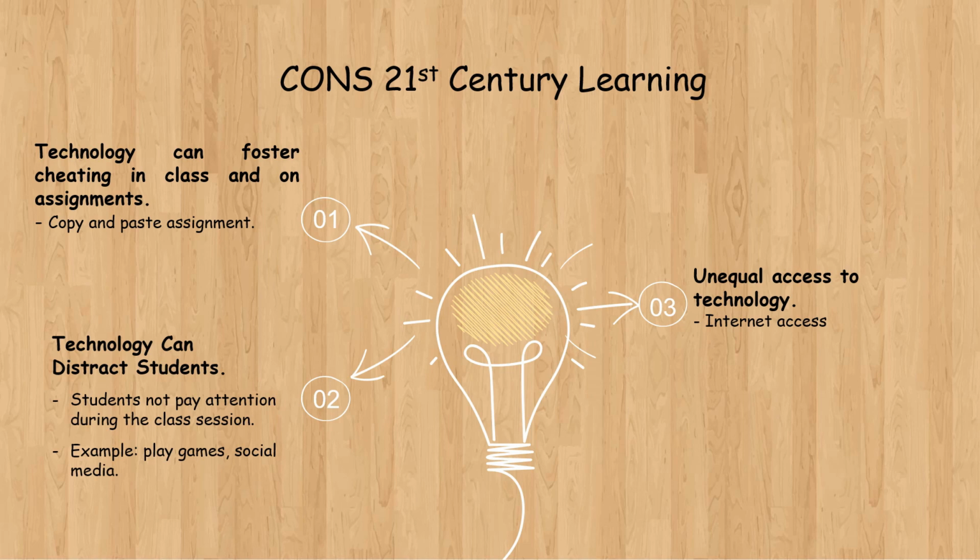And lastly, unequal access to technology. For example, internet access. Not all students have internet access. Students who have poor coverage will feel stressed during online learning because they cannot join the class. It also will be hard for them to focus and get along with the topic since they miss what the class discussed about the topic.